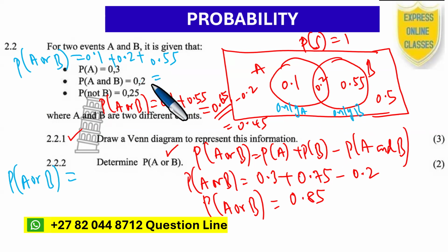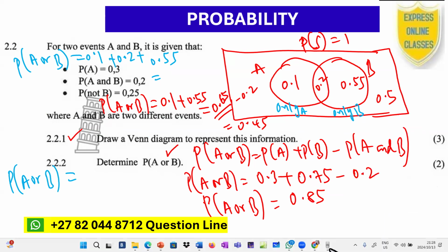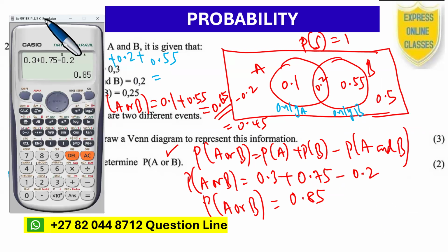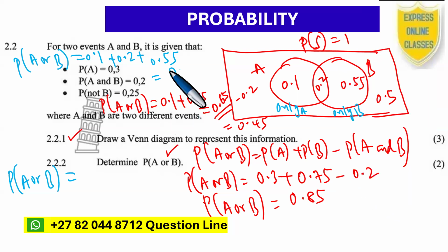Now if you add everything, let's use a calculator to make sure we get the correct answers. We take our calculator and say we have 0.1 in blue color plus 0.2 in blue color plus 0.55 in blue color. What is the answer to this? 0.85. So in other words, there is another addition rule we can use for this.